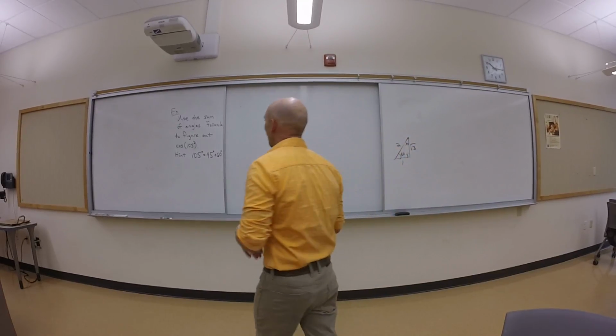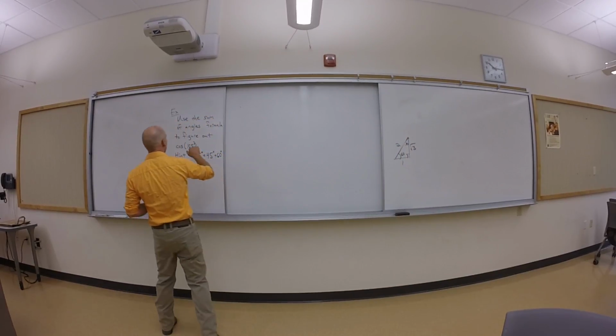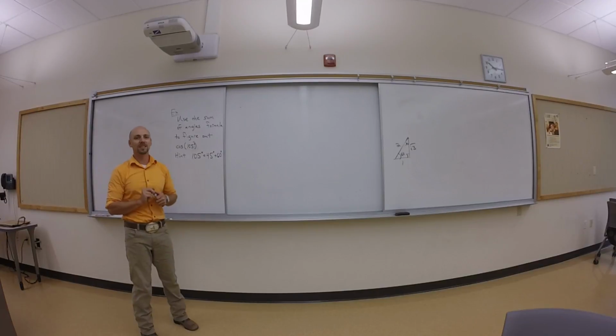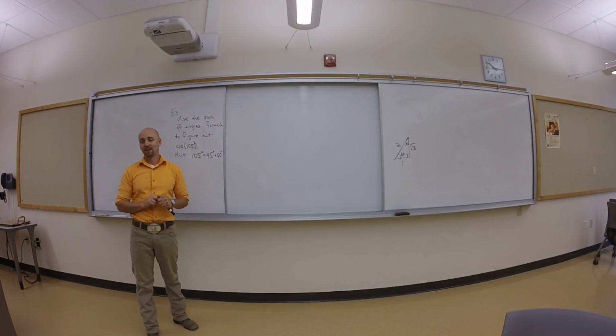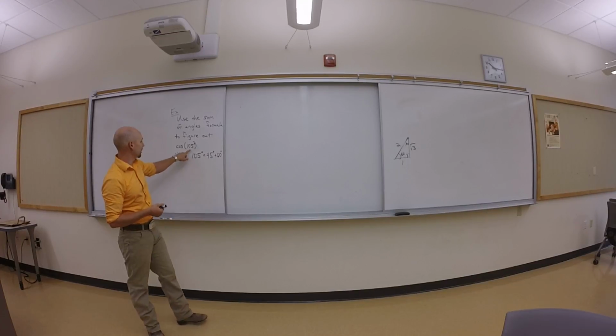So let's do the other one. I want to figure out the cosine of 105 degrees exactly. And the only way I'm going to be able to do this is with the sum of angles identity. Okay? Because the reference angle for this thing is what?